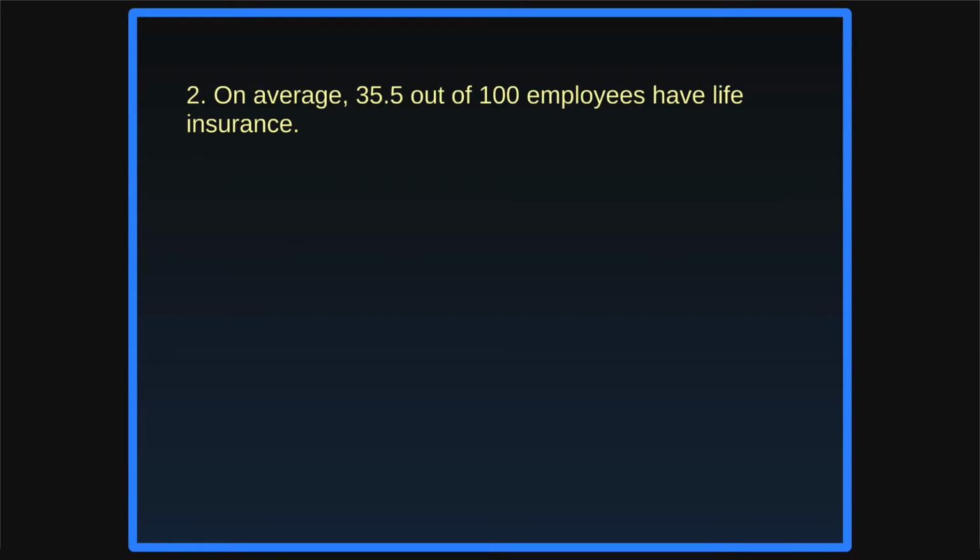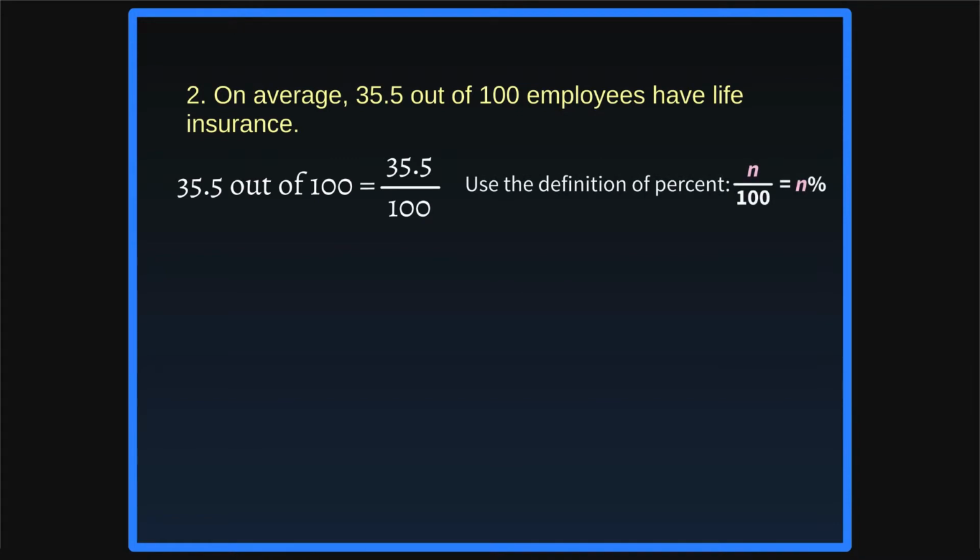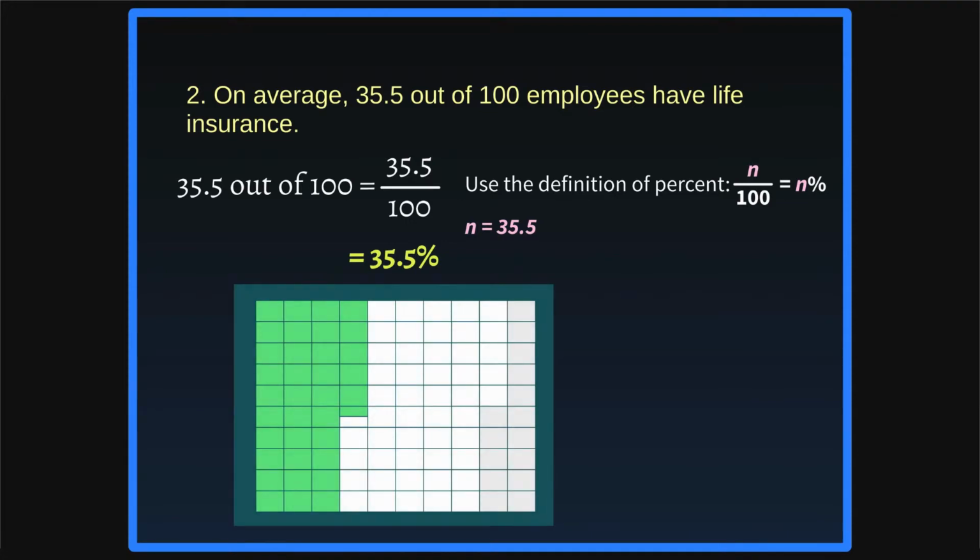Let's have another example. On average, 35.5 out of 100 employees have life insurance. Let's find the percentage of employees with life insurance. So, 35.5 out of 100 can also be written as 35.5 over 100. As you all know, n over 100 is equal to n percent. In this case, n is equal to 35.5. Then the percent form of 35.5 over 100 is 35.5%. Let's visualize it. This is the model representing 35.5% of employees with life insurance.